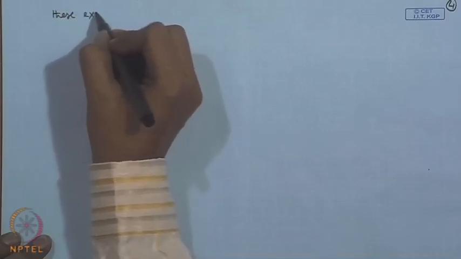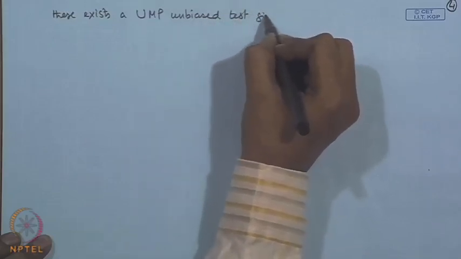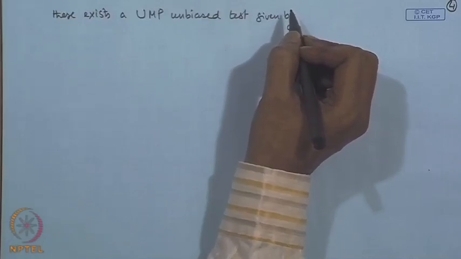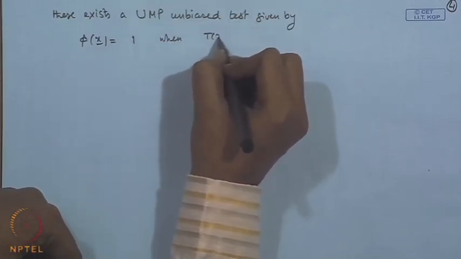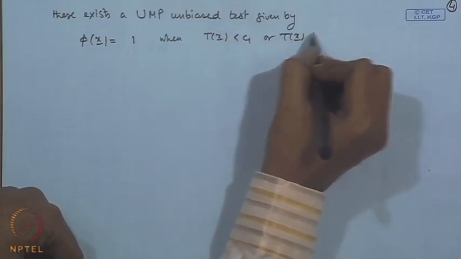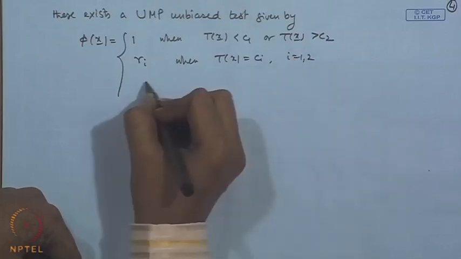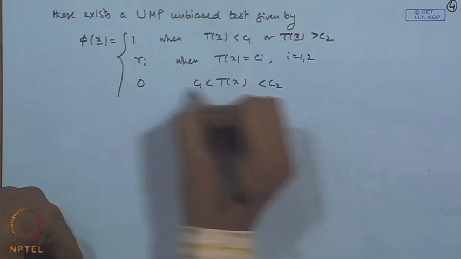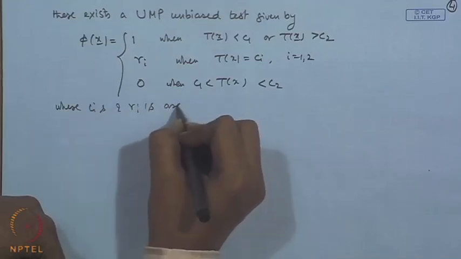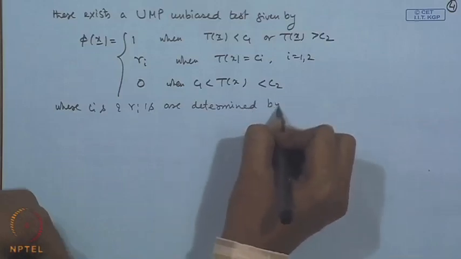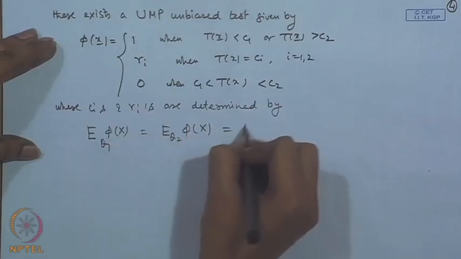there exists a UMP unbiased test given by phi x is equal to 1 when t x is less than c 1 or t x is greater than c 2. It is equal to gamma i when t x is equal to c i for i is equal to 1, 2, and it is equal to 0 if c 1 is less than t x less than c 2, where the c i's and gamma i's are determined by the expectation of phi x under theta 1 and under theta 2. This should be equal to alpha.